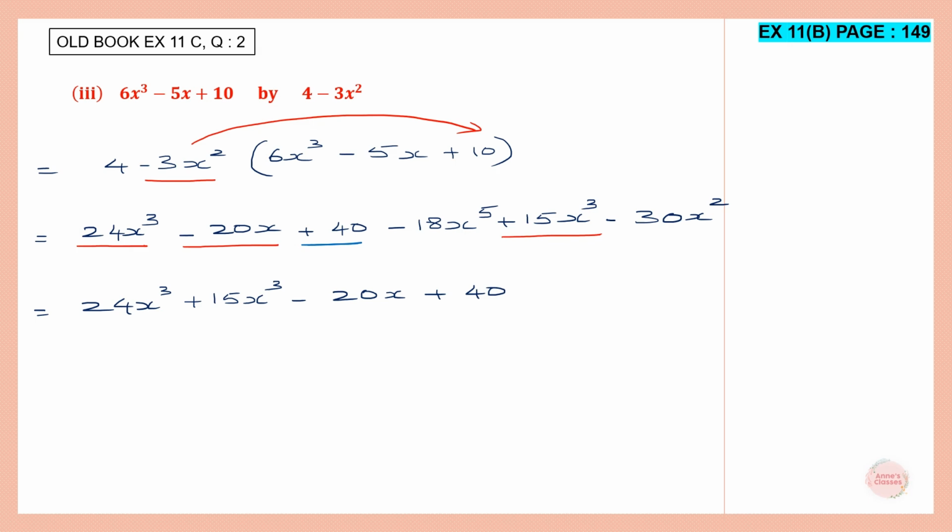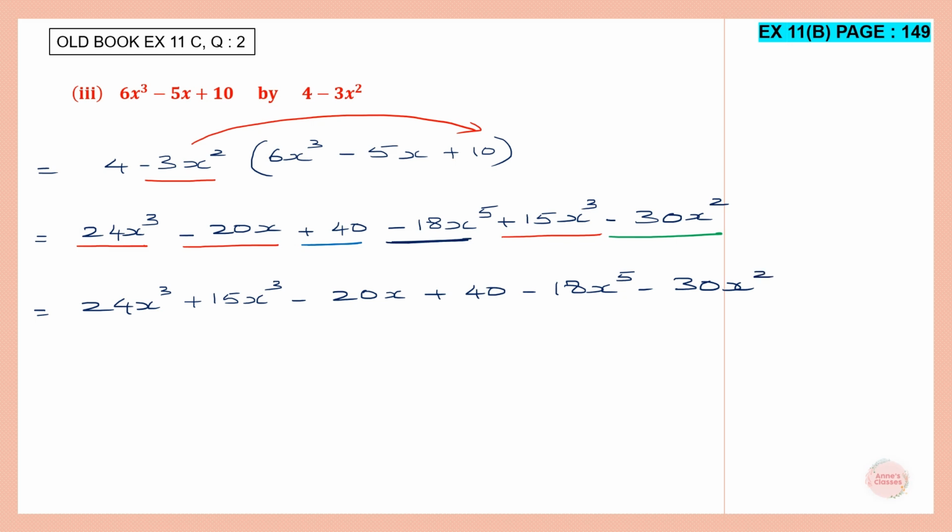Then we have x to the power of 5, that is minus 18 x to the power of 5. Do we have another one? No, so we write it as it is, minus 18 x to the power of 5. And then here we have x square, that is minus 30 x square by itself. So let's write minus 30 x square. Have we covered everything? Yes.